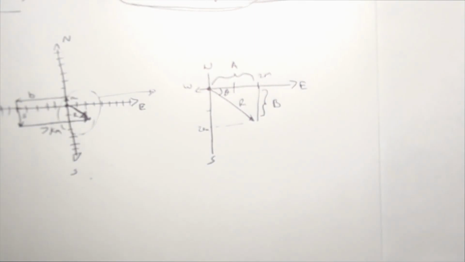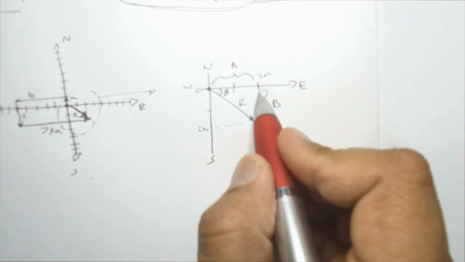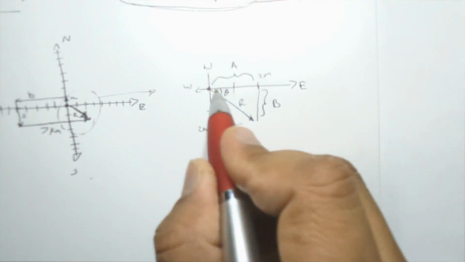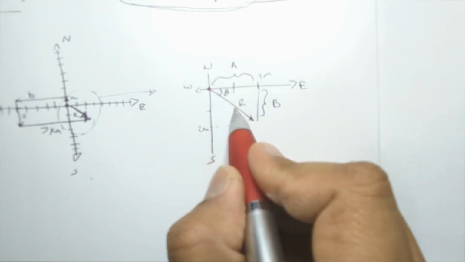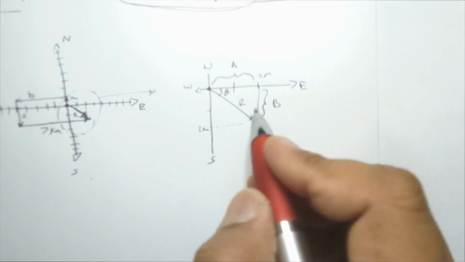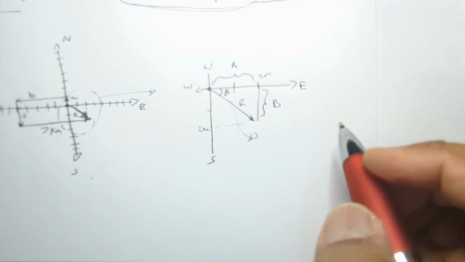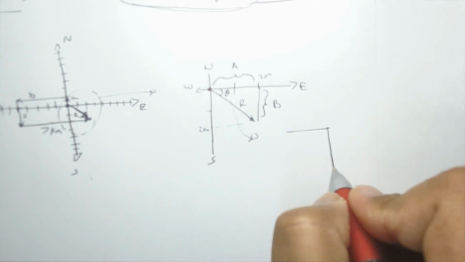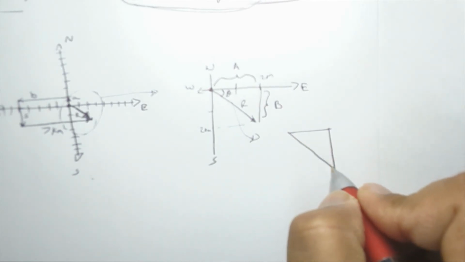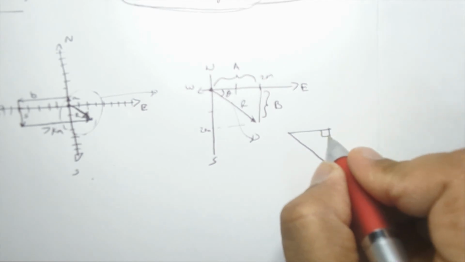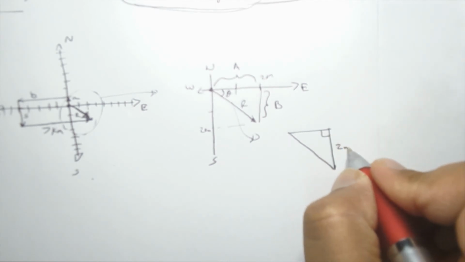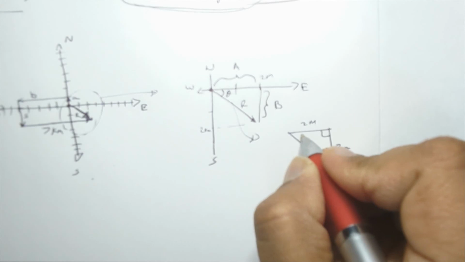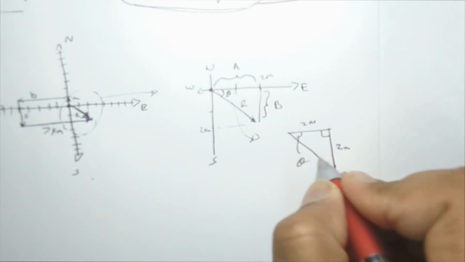Just an observation: if this is 2 here and this is 2, and you're cutting across it, what do you think the angle theta would be? Think about this triangle. When you have a right triangle with 2 kilometers here and 2 kilometers here, what do you think this theta would be?